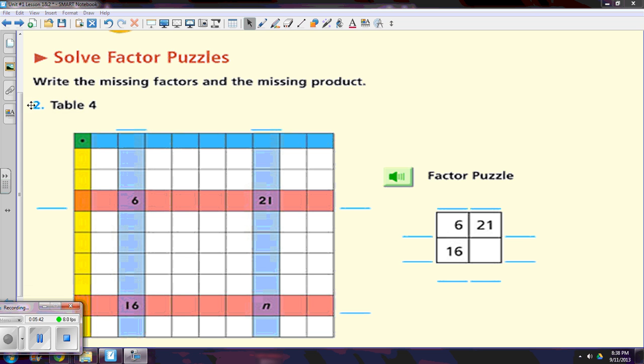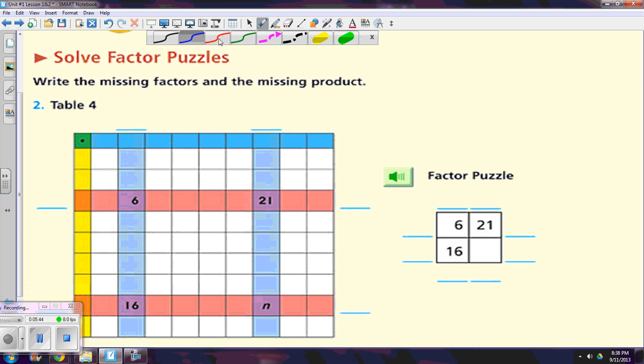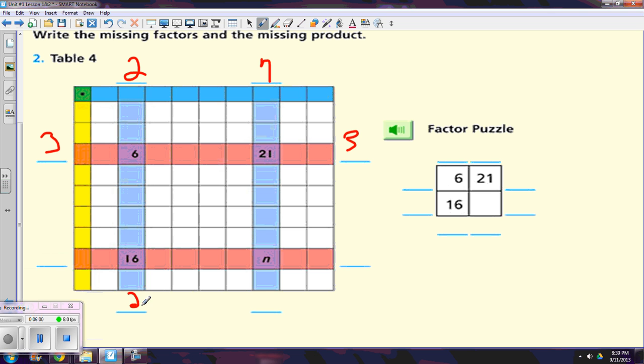So let's add a 3 and a 2. 3 times 2 is 6. 3 times what number is 21? 7. Don't forget to bring your 3 over, and your 2 down, and your 7 down. Oops, sorry about that. 16 divided by 2 would be 8. 8 times 7 would be 56.